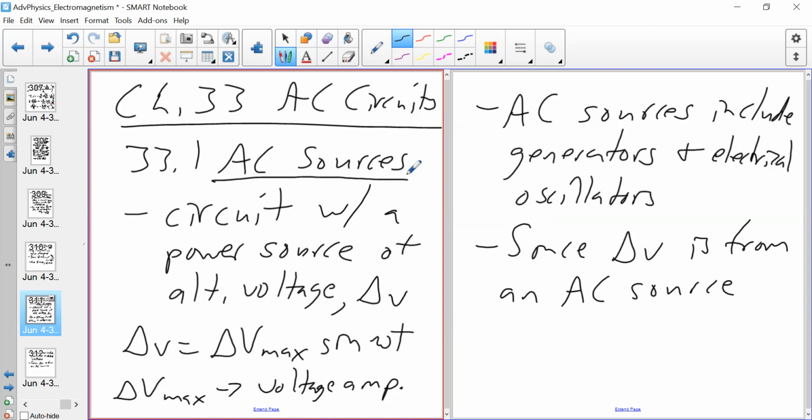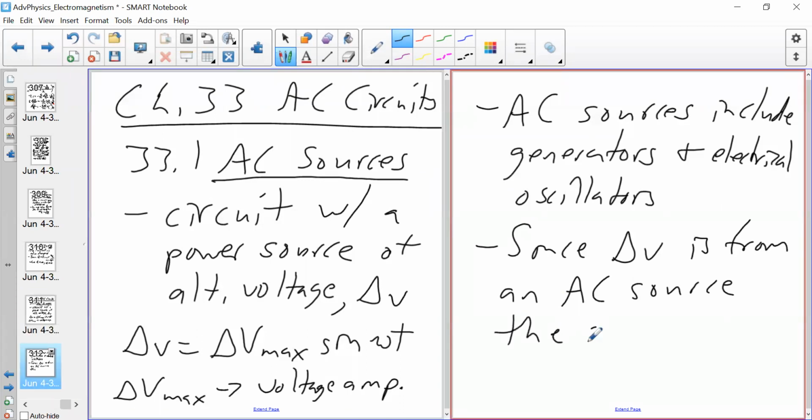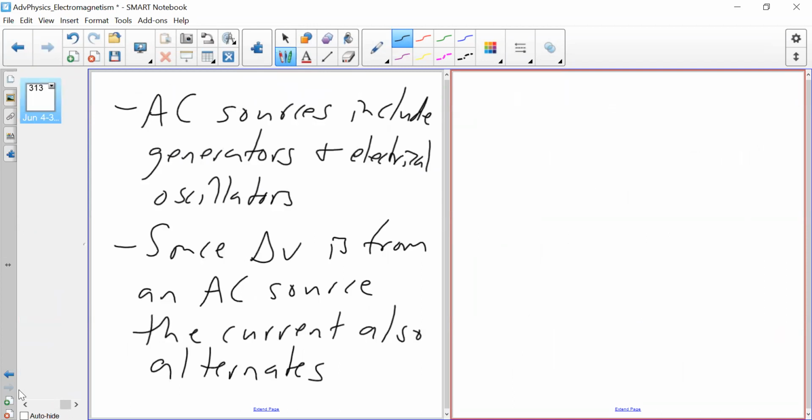Since delta V is from an AC source, the current also alternates. All right, so we're just setting things up here. From the first equation and what we've known before, omega equals 2 pi f, angular frequency, and that is equal to 2 pi over T, because frequency is 1 over a period.